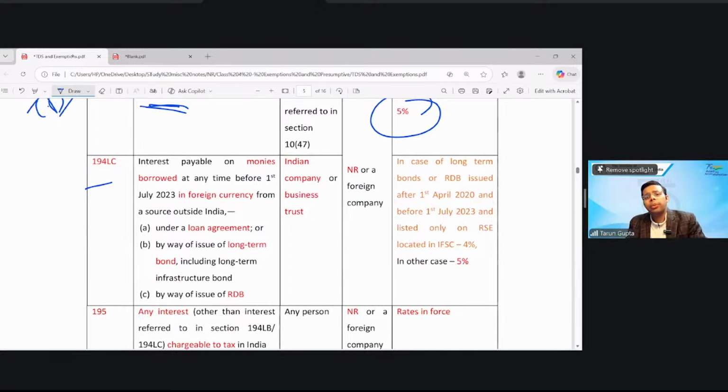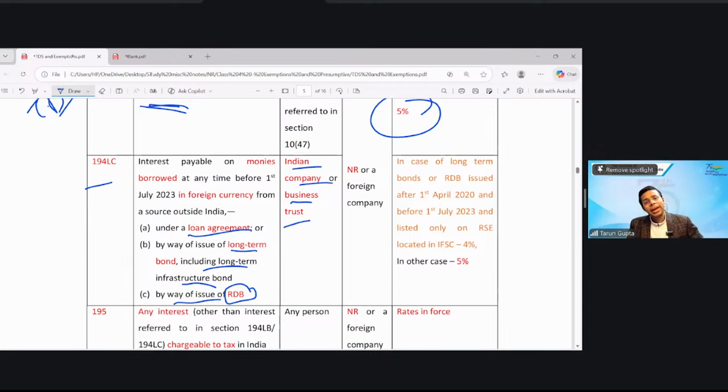194LC is a very, very important section from a practical point of view. It says interest payable on monies borrowed at any time before 1st July 2023 in foreign currency from a source outside India under a loan agreement, or by way of issue of a long-term bond, including a long-term infrastructure bond, or by way of issue of a rupee denominated bond. We understand the meaning of rupee denominated bond; we discussed this in the last class. Who is the payer? The Indian company or business trust.